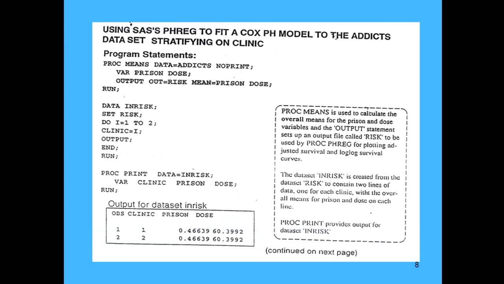Well, the first thing we might do is stratify on clinic anyhow, even though if I do it, I can't get a hazard ratio. So I run the model and plot things, and let's see, where did I write anything about proc means? This is more computer stuff.